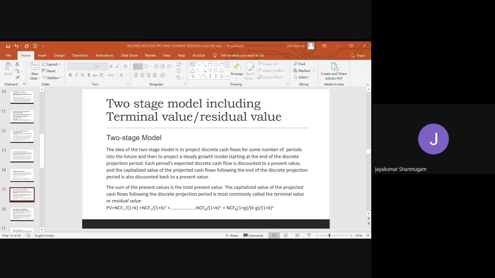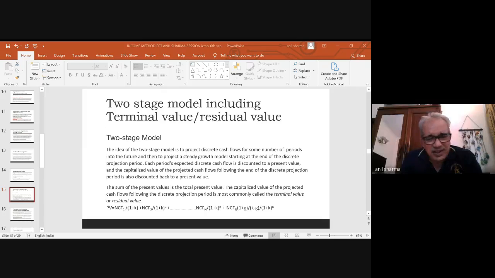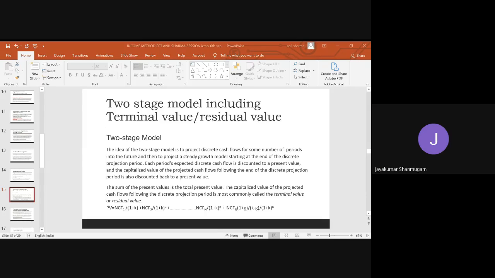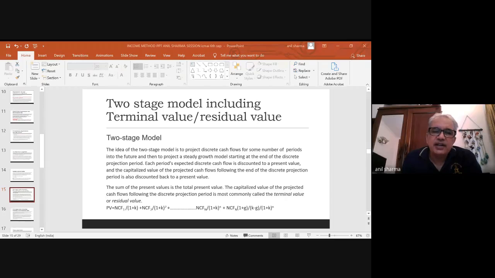Sir, what is the difference between salvage value and residual value? Sorry? What is the difference between salvage value... We're talking about that today, no? Let's talk about the problem at hand right now, capitalization earnings, the Gordon growth model. Let's not talk about salvage value today. We were talking about it yesterday, cost method, right? We'll come to that at the end if you want. Let's talk about the income method today.